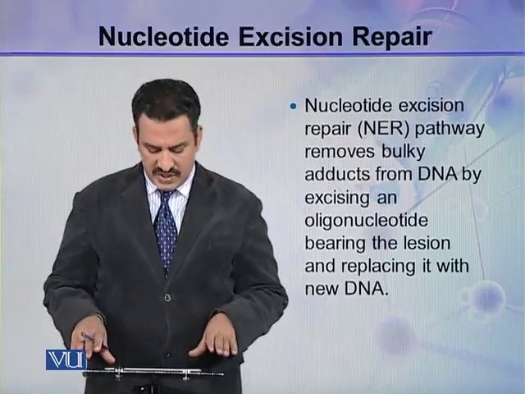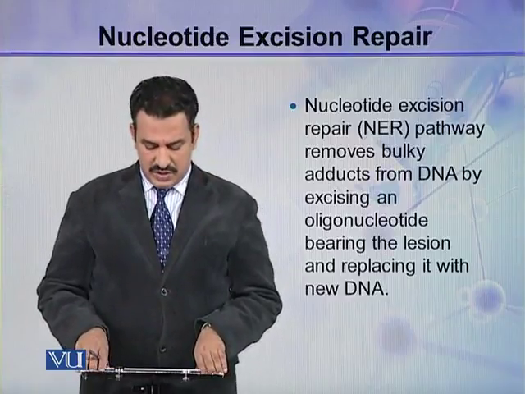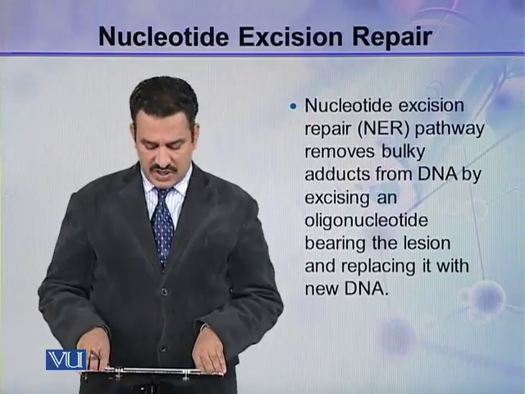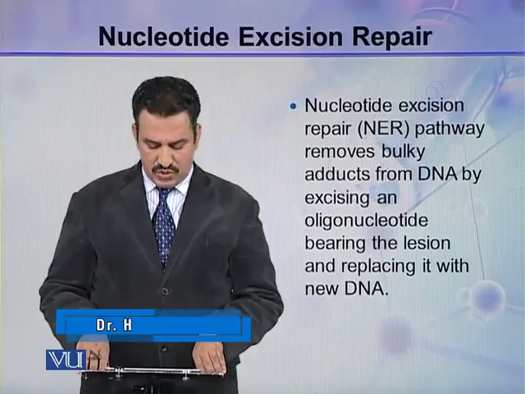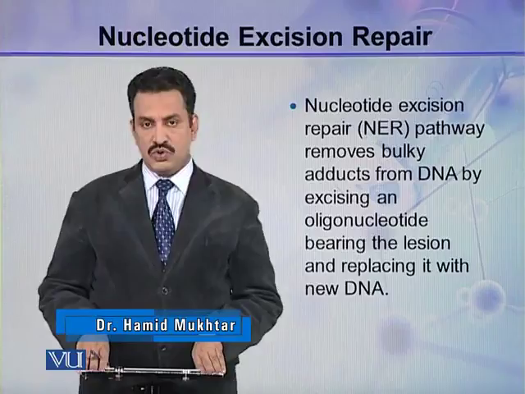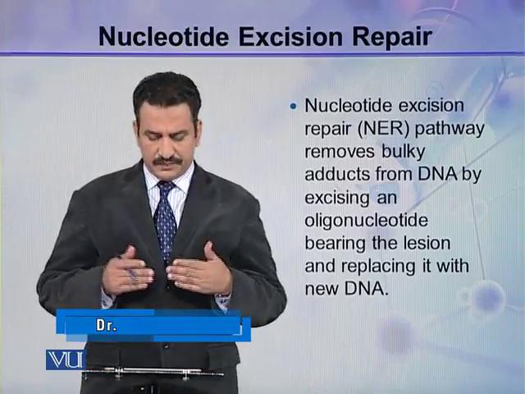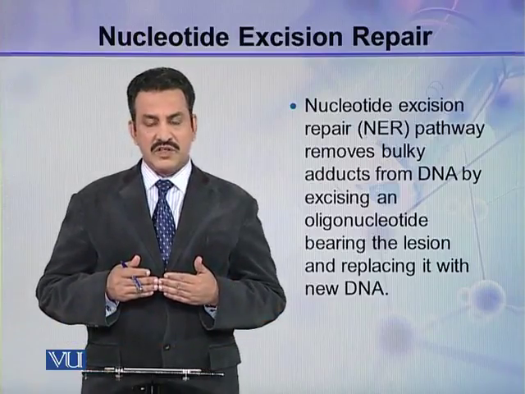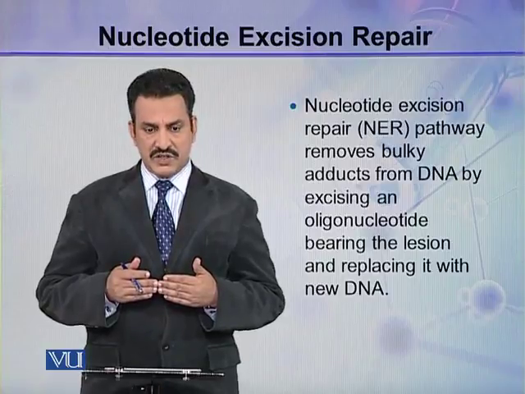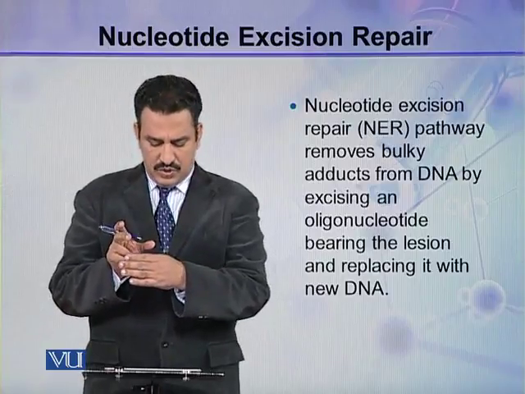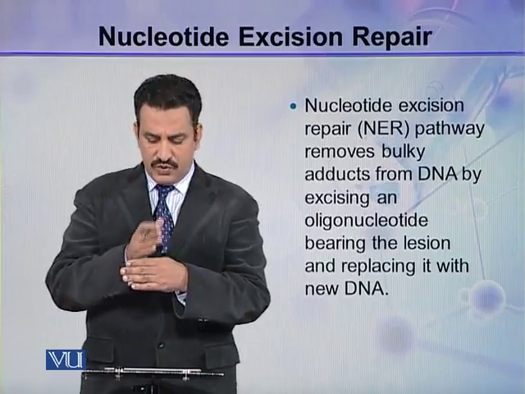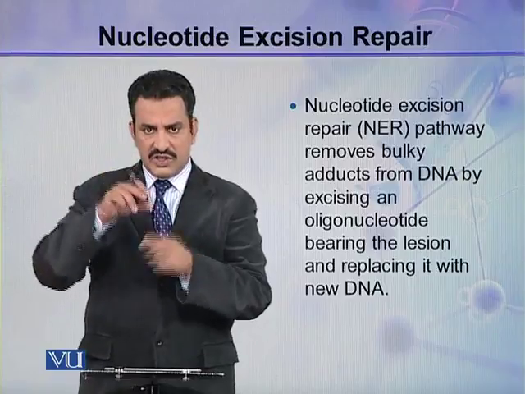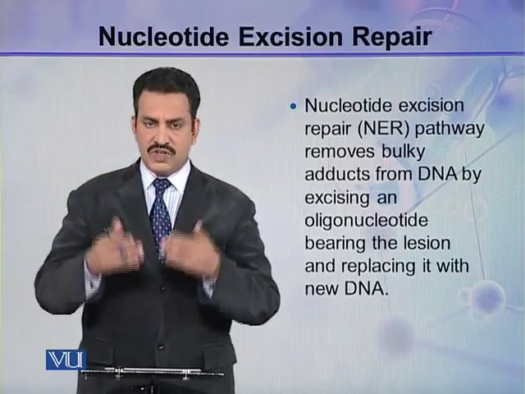So in the nucleotide excision repair pathway, the bulky adducts from DNA are removed by excising an oligonucleotide bearing the lesion and replacing it with new nucleotide. So where there is a damaged nucleotide present, the oligonucleotide portion, that is not a single nucleotide but a few nucleotides, is excised; it is cut and removed from the DNA.